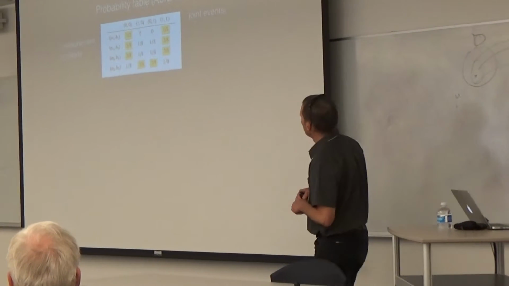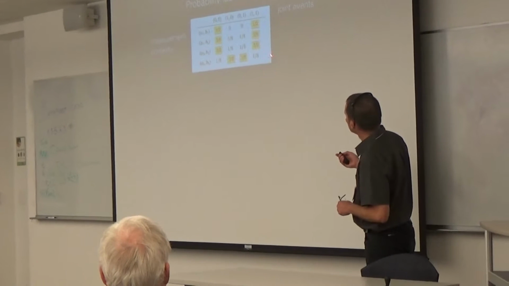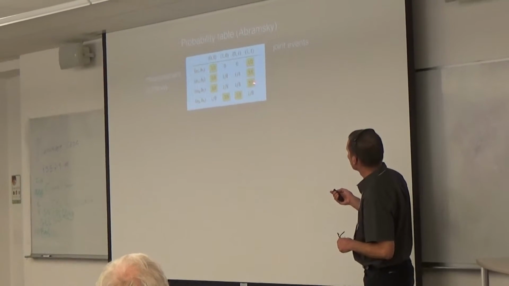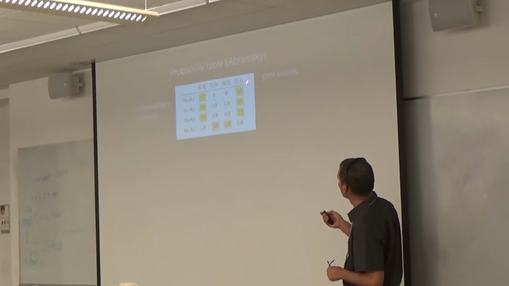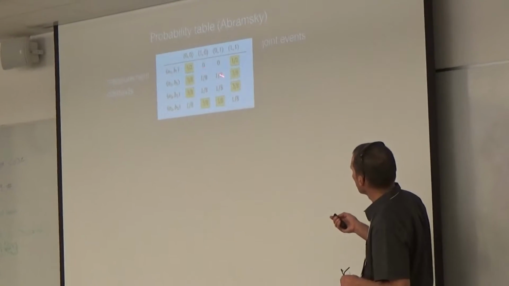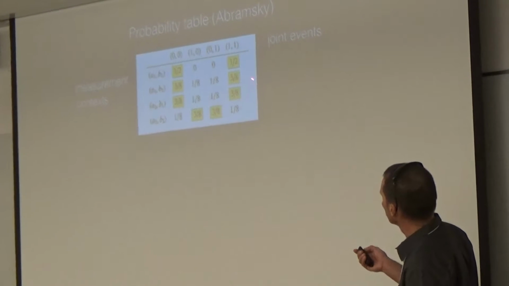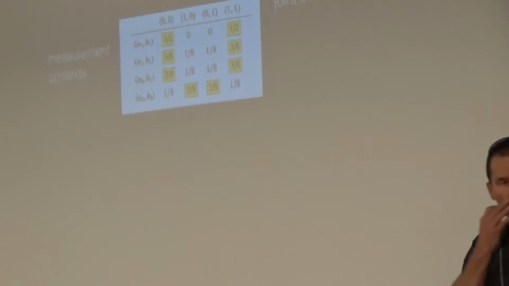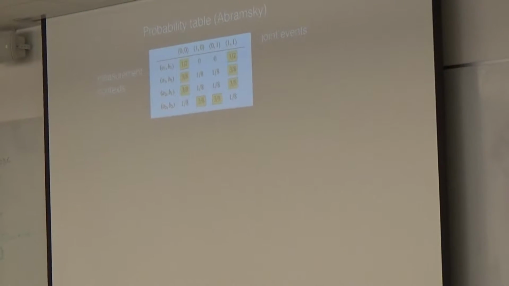Now, in Samson's work, he's been using these things called probability tables, and this is an example of one from an EPR experiment where at the top you've got some joint events. Down the left-hand side, each row represents a particular measurement context, and each row corresponds to a probability distribution.